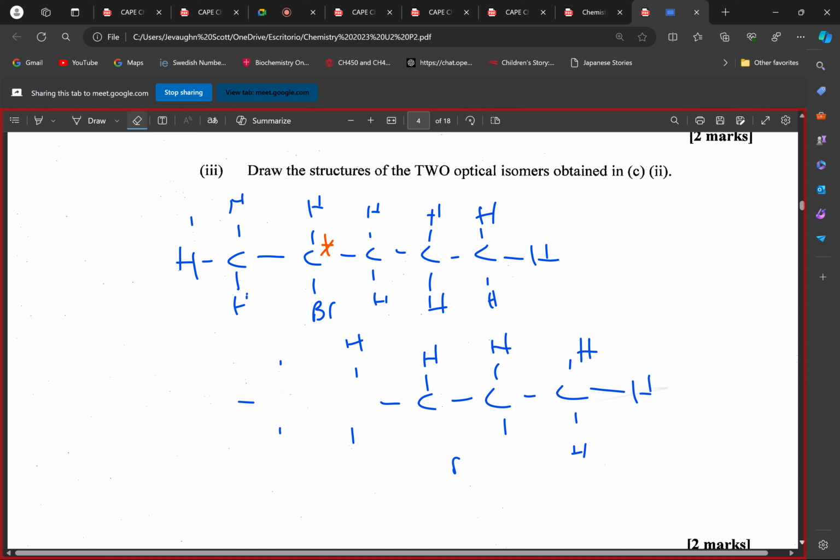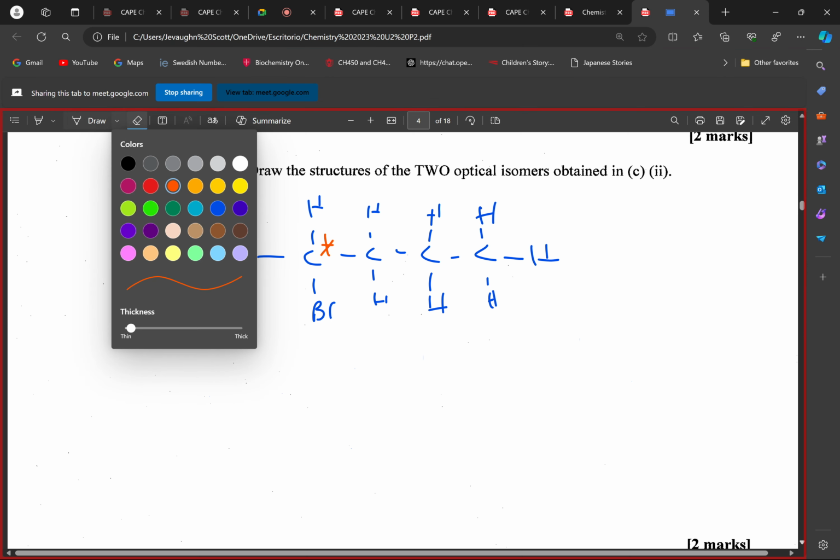Alright, so I'm gonna erase the molecule at the bottom. Okay. But that top molecule there, we can see that it's chiral, right? No, we can't see chirality. What's the issue? I can't see why it's chiral.